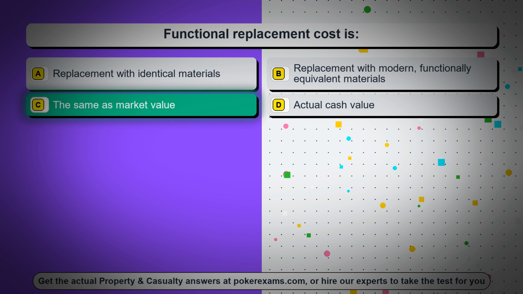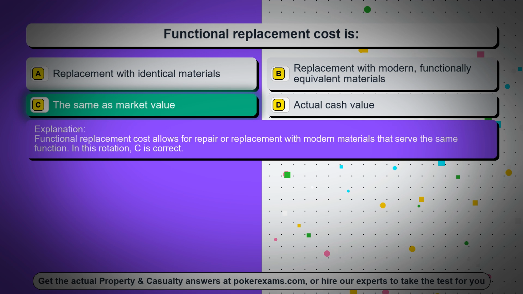The correct answer is option C, the same as market value. Functional replacement cost allows for repair or replacement with modern materials that serve the same function. In this rotation, C is correct.